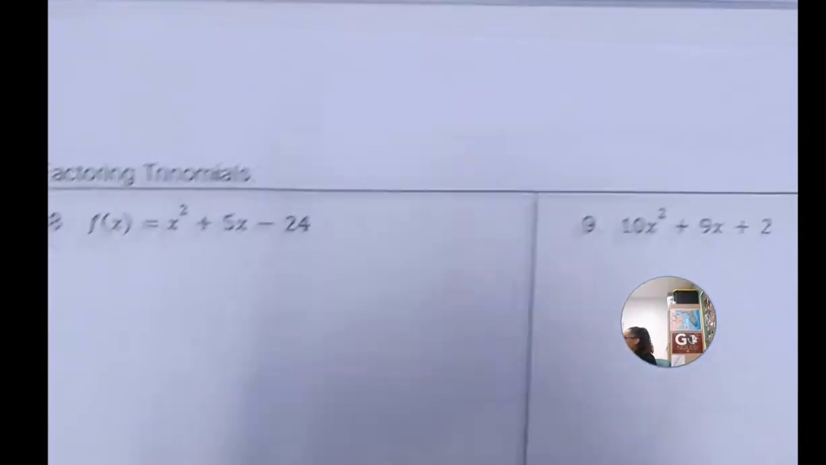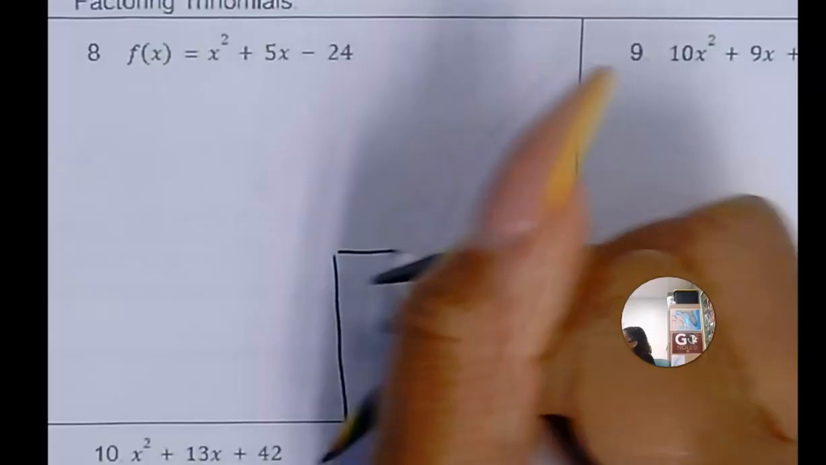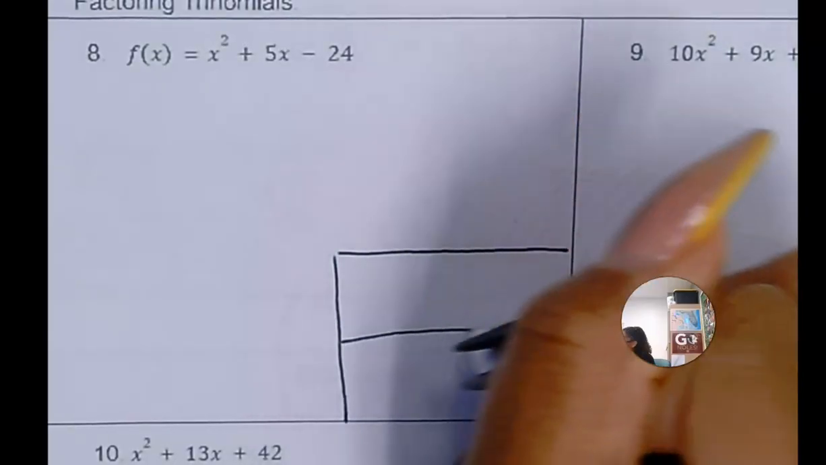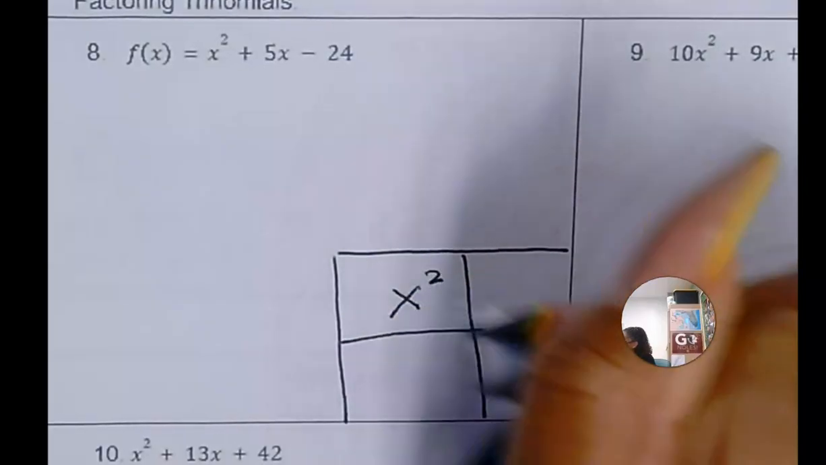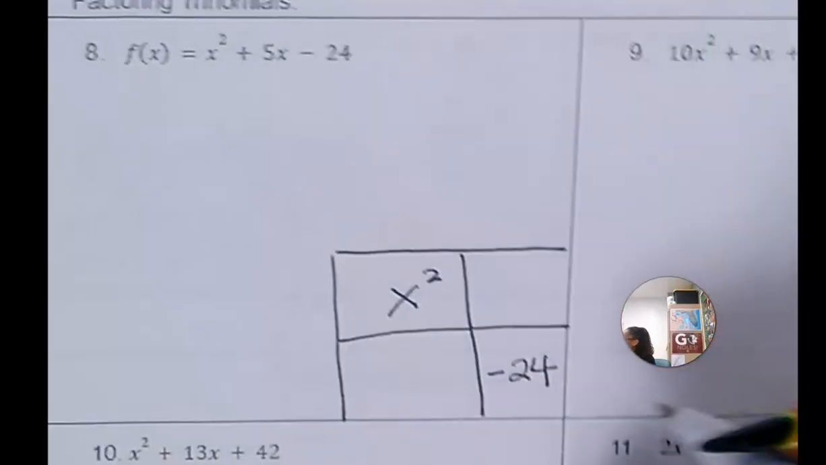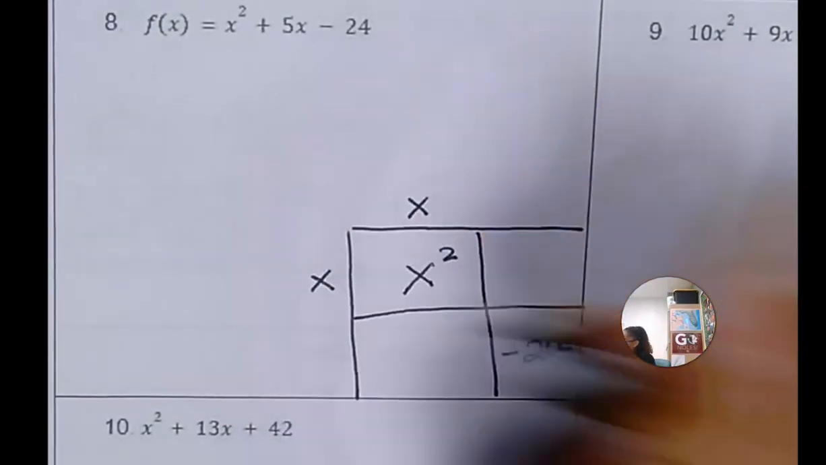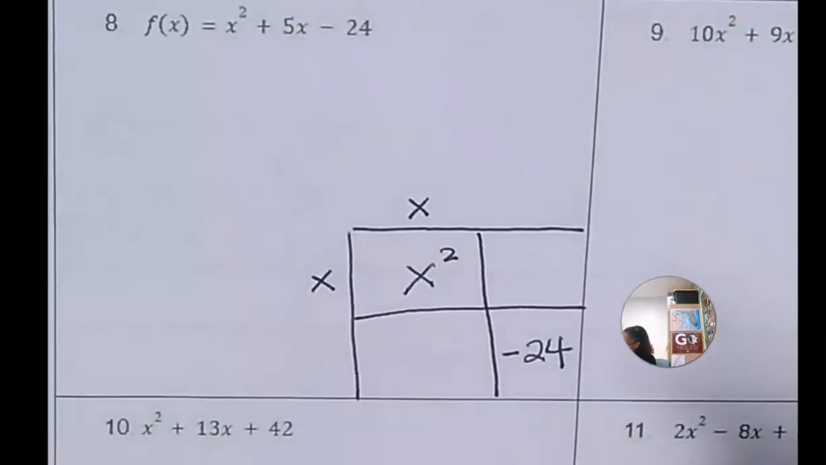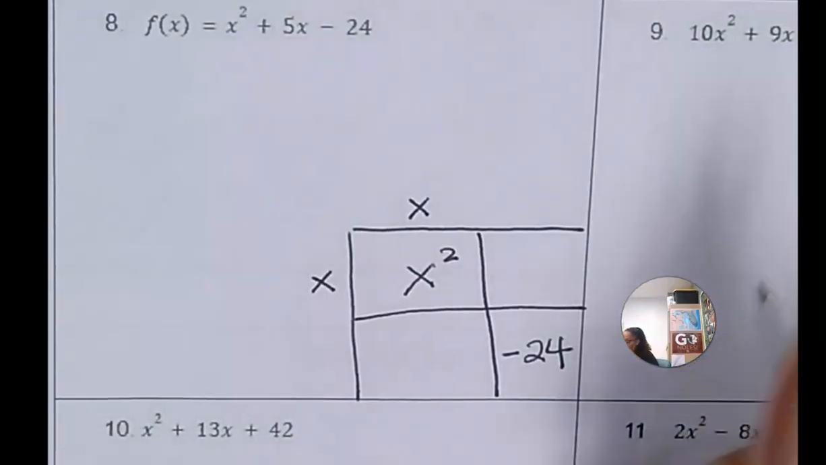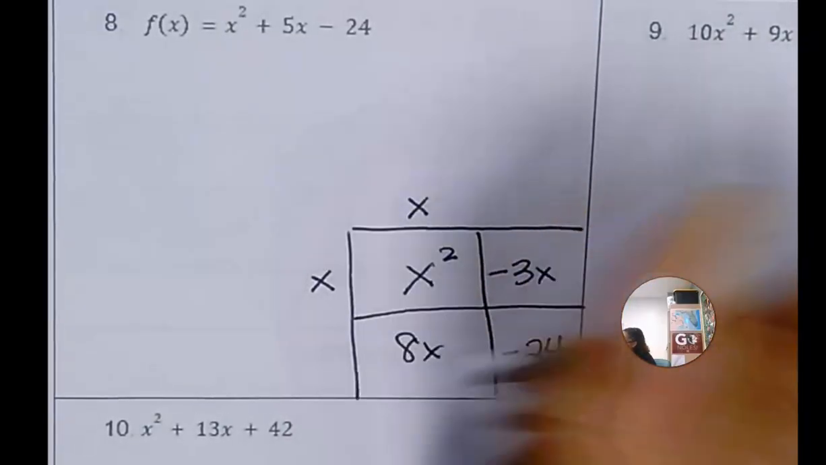Here we go. Factoring trinomials. Okay, we want to do the reverse box method. Does the reverse box confuse you too? X squared and negative 24. X and X, good. And then how do I get to negative 24 and still make 5? Negative 3x and 8x, good.